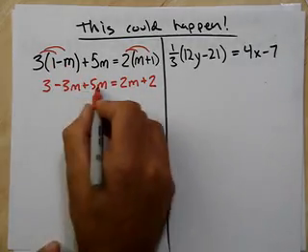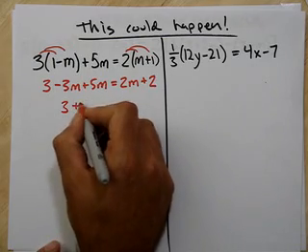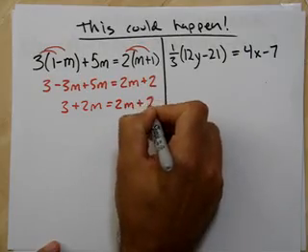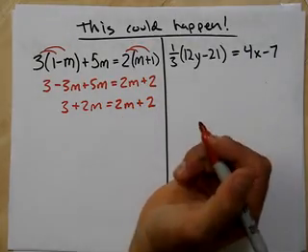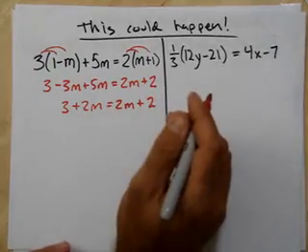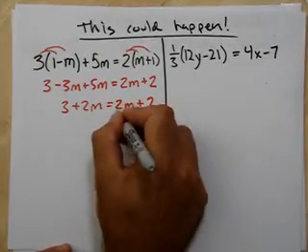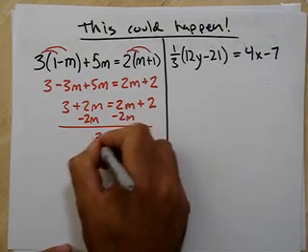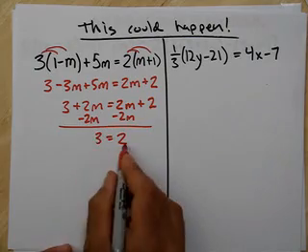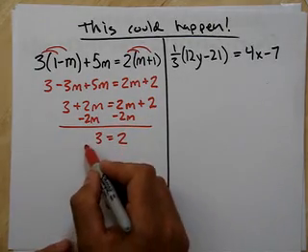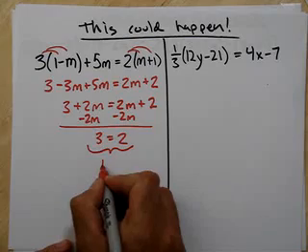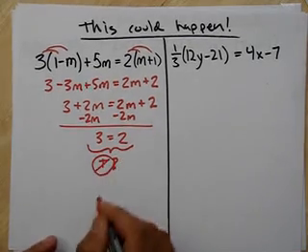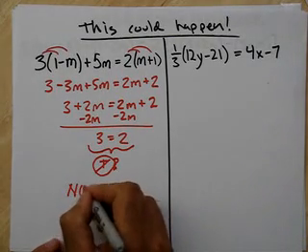Now I'm going to combine like terms on this side. Okay? Now let's see, let's get the m's all on one side. I'm going to subtract 2m from both sides. What? 3 equals 2? Is this true? No, it's not true. This has no solution.